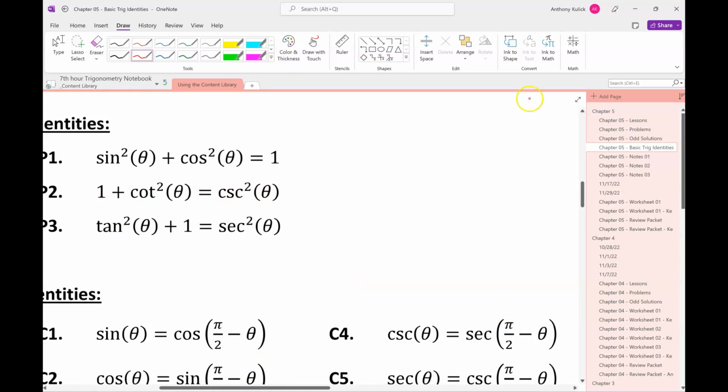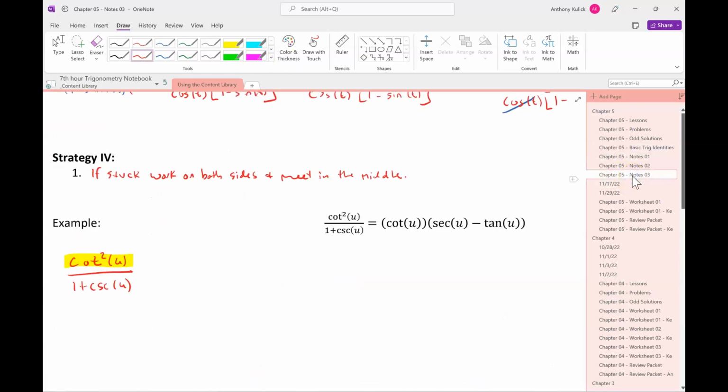Where did my stick go? There it is. And I'll call this like P2 star, right? I used that altered version of P2 that I just showed you.